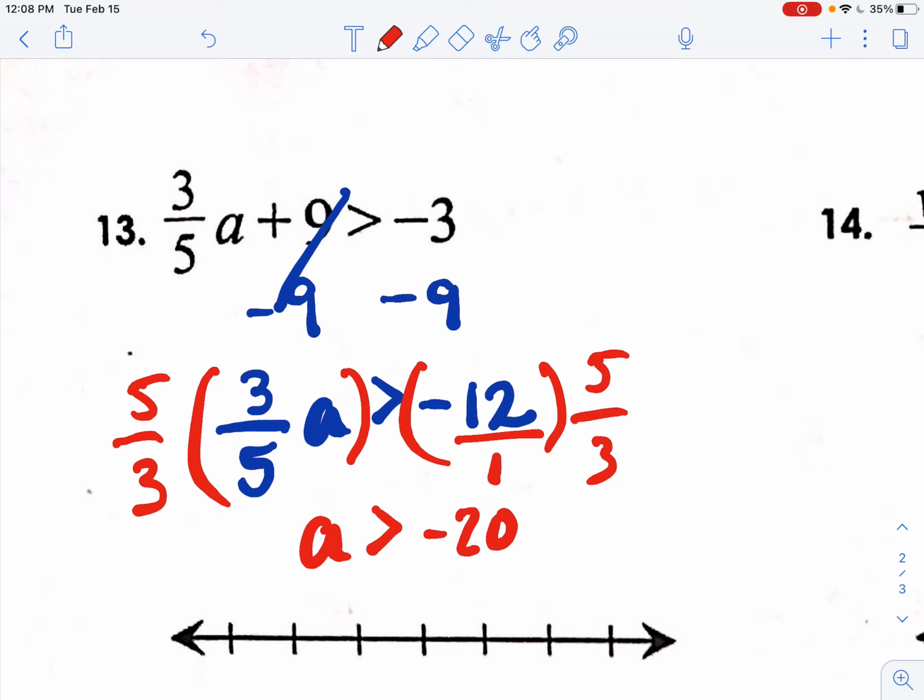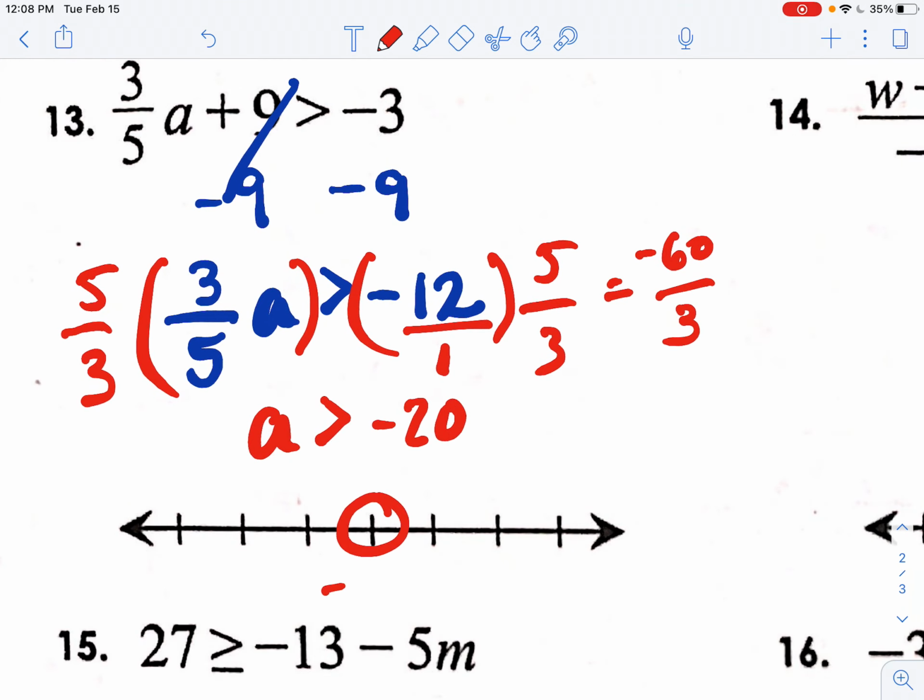You can put -12 over 1. Multiplying would be -60 over 3, which is -20. Open on -20, and A is greater to the right.